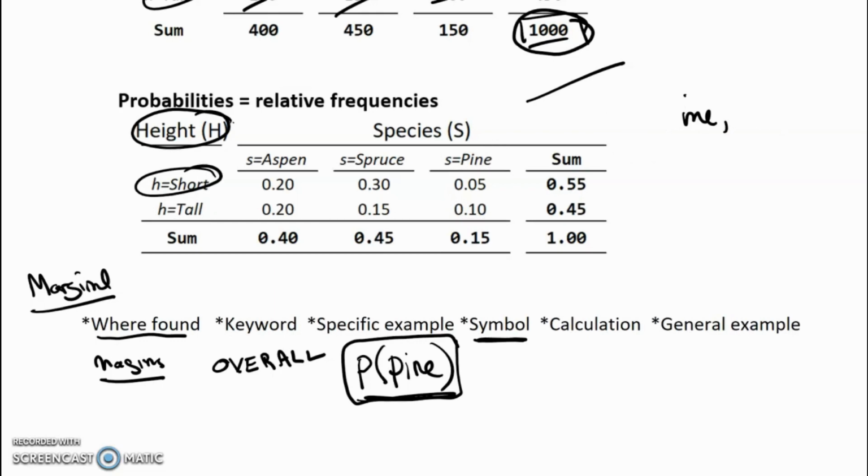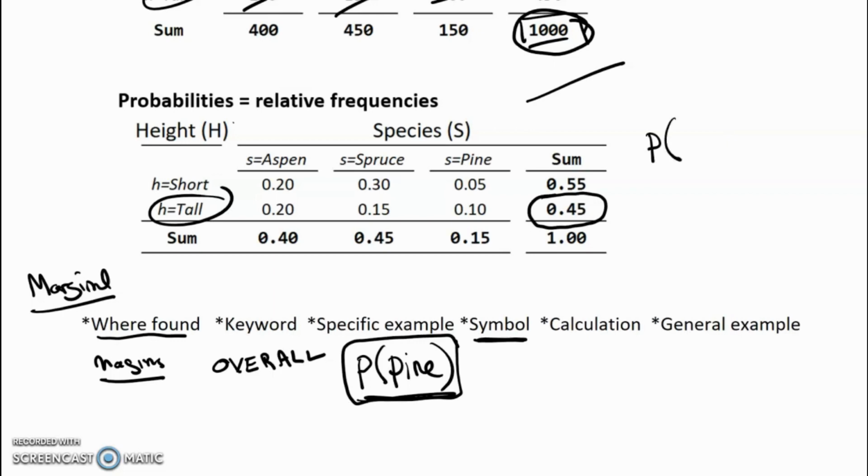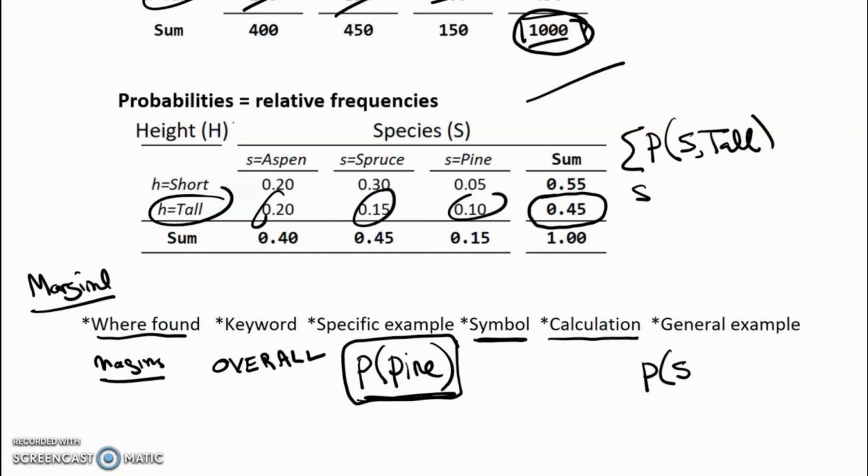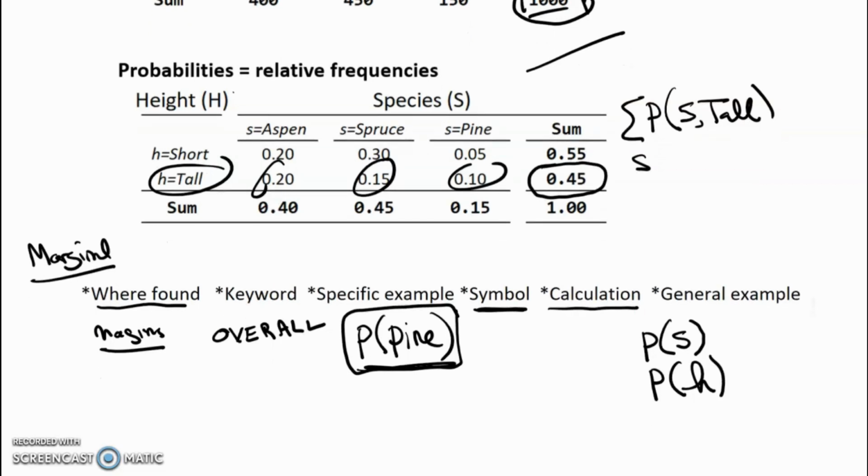So let's do another example. What's the marginal probability that a tree would be tall? How do we get that? We start off with the joint probability that it's in some species and that it's also tall, and then we sum up over all the different species. So the marginal probabilities are obtained by calculation. In terms of general examples, we represent the probability of it being in a particular species as P(S), and being in a particular height class as P(H).